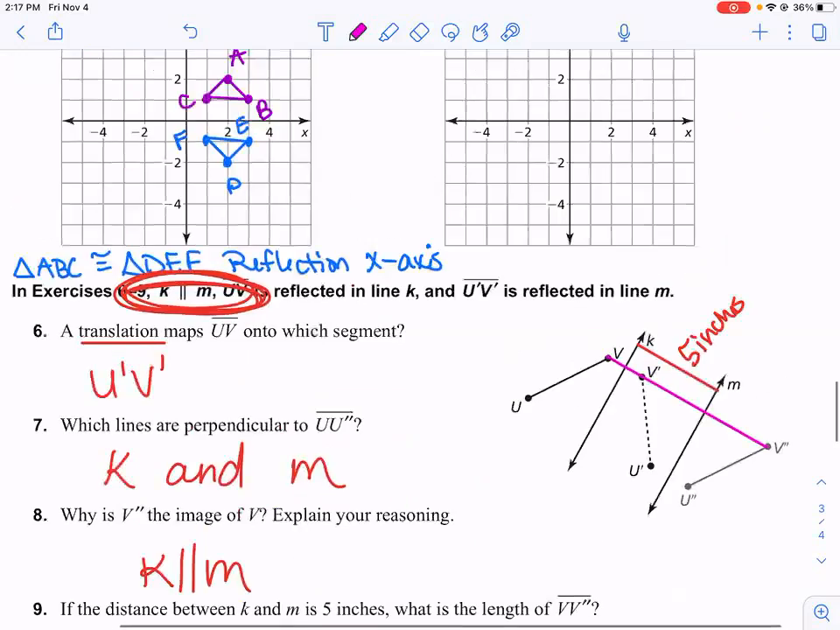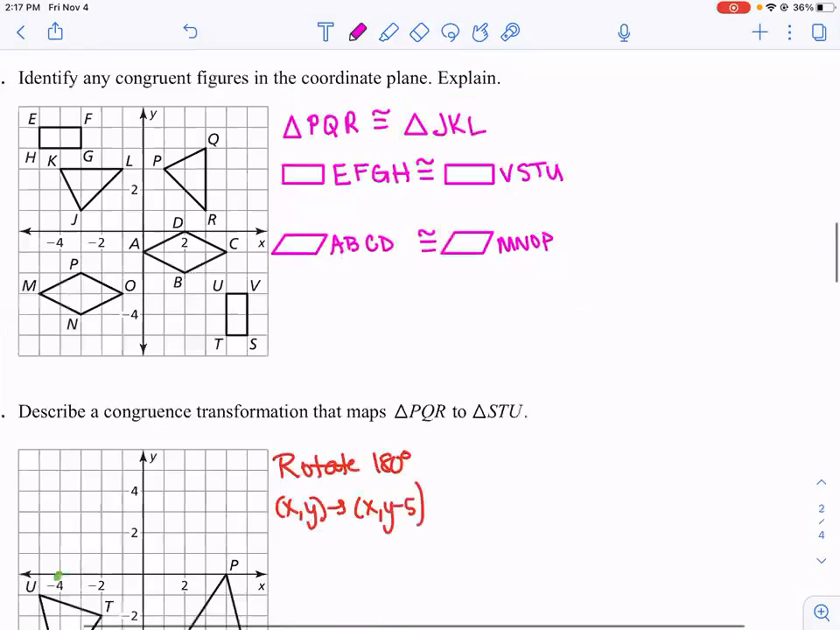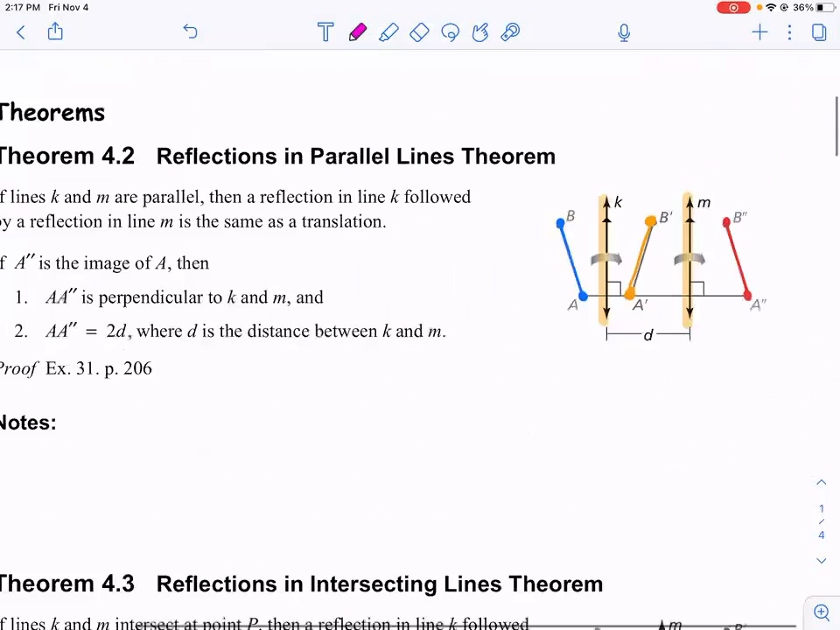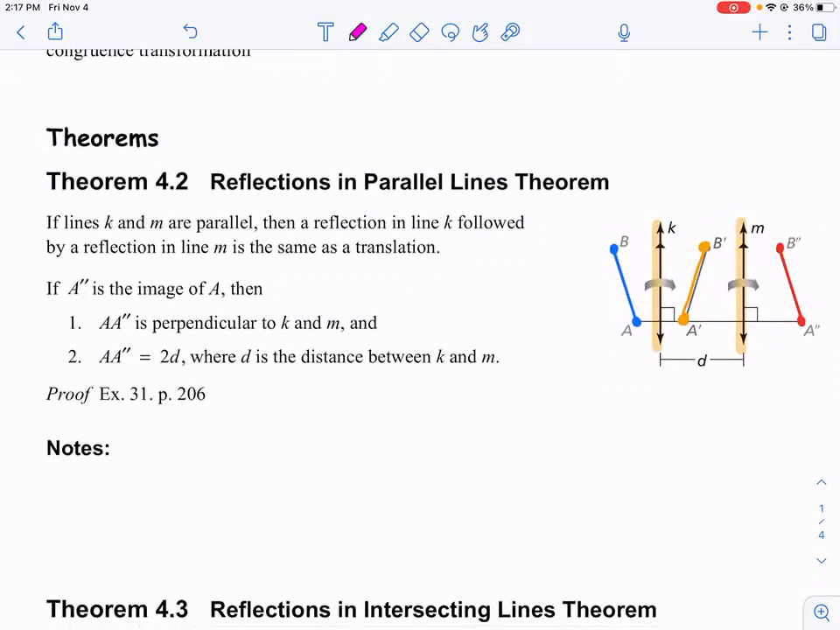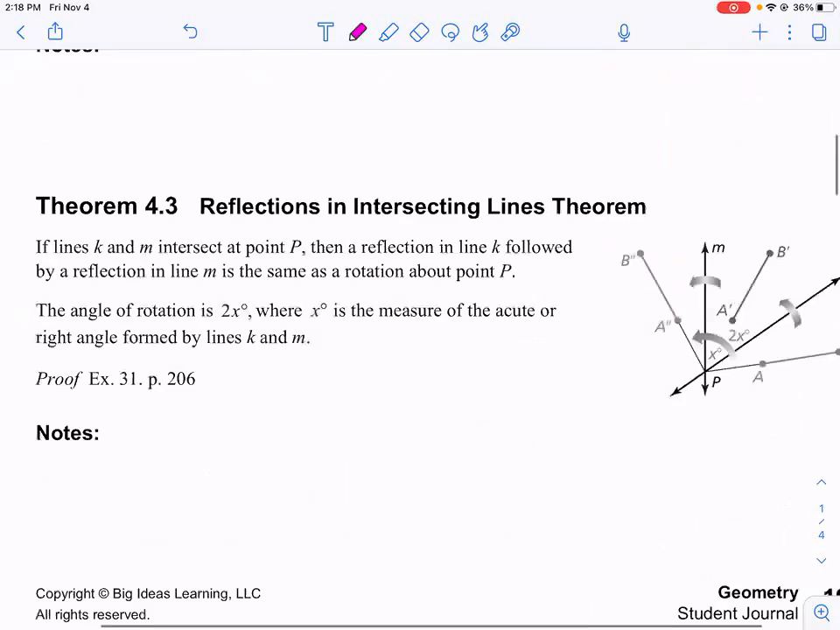Go back to here. Look, guys. This is a theorem. Whatever this distance is, then A to A prime is twice that distance. B to B prime, twice that distance. Okay, one more theorem to talk about.